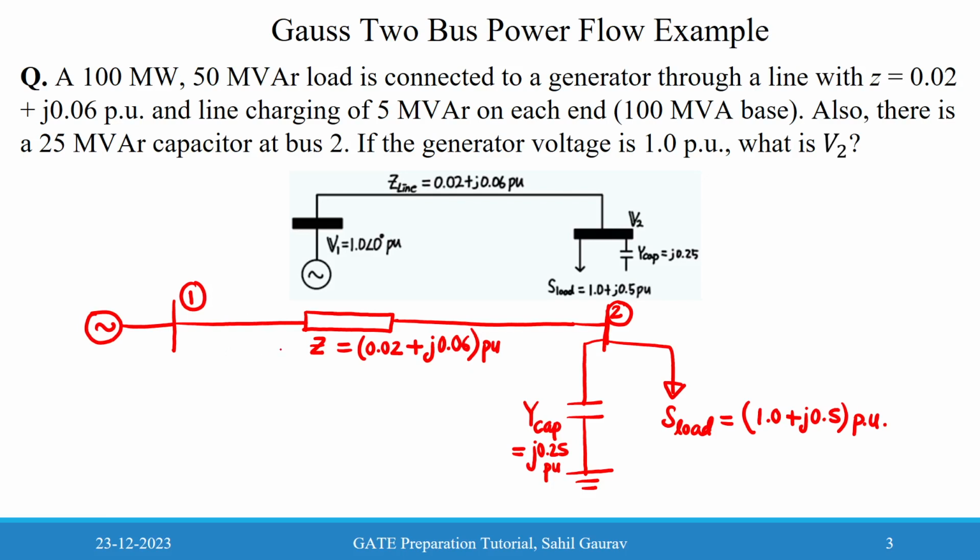Anyone having a doubt about how the admittance of the capacitor is coming as j0.5? And you can represent the line charging by this. We have taken the pi model. So the line charging is given as 5 MVAr. So what will be the value of the admittance of this capacitor? Anyone can tell? The admittance of this line charging element.